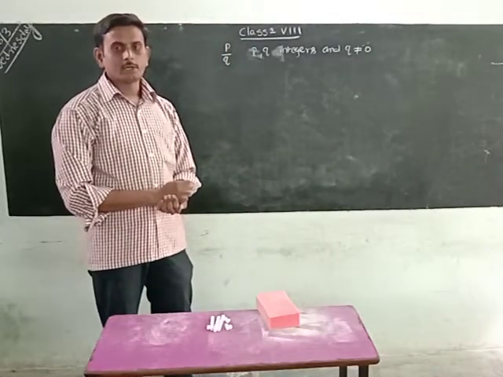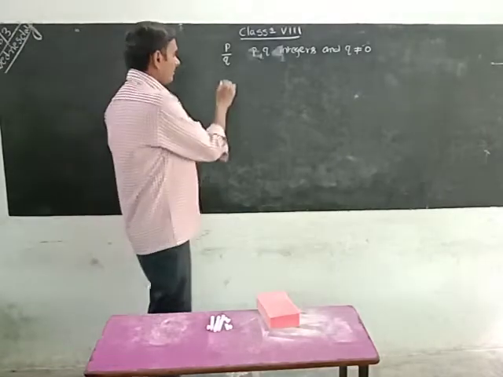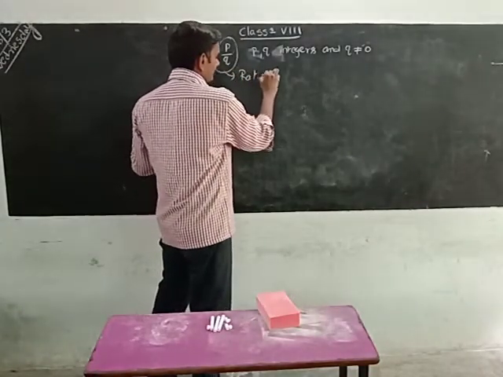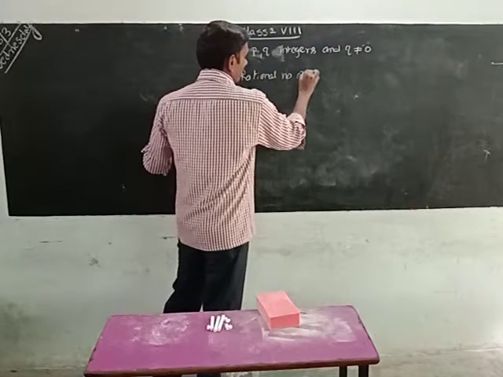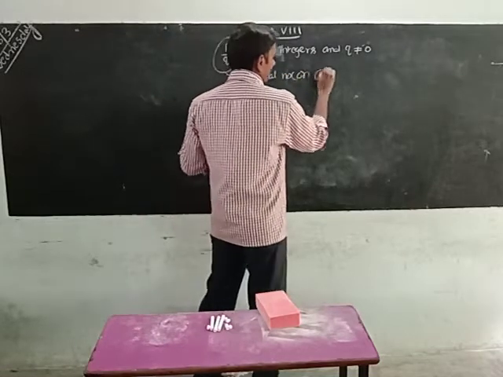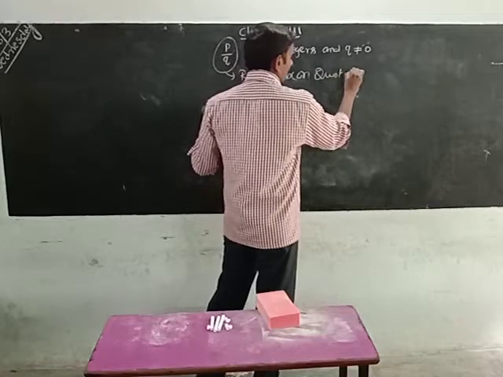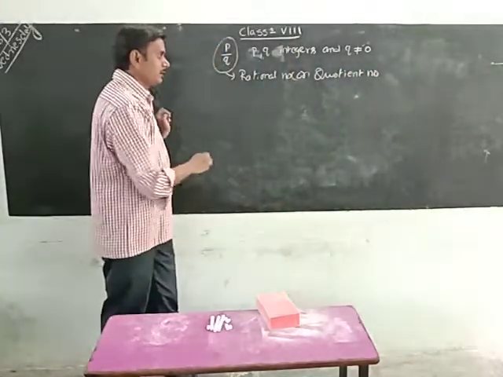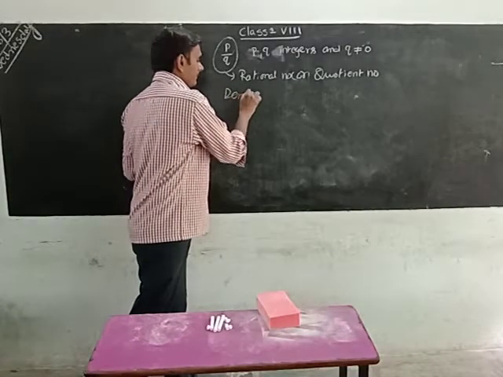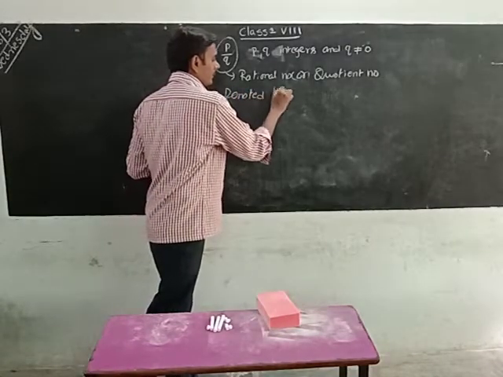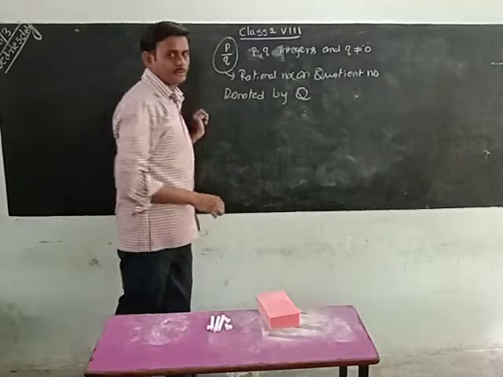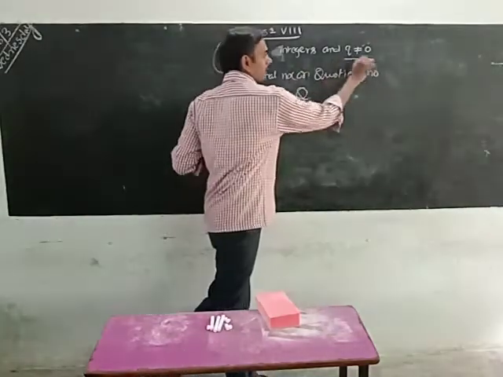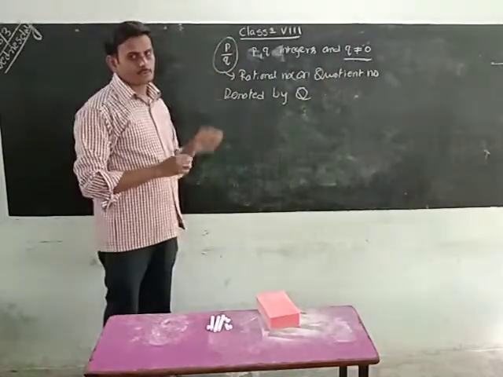Rational numbers we can also call quotient numbers. Rational numbers are denoted by the letter Q. Here q should not be equal to 0, that means the denominator should not be equal to 0.